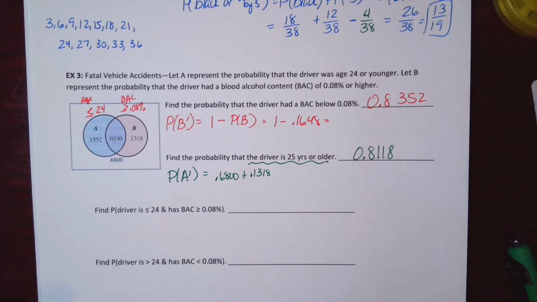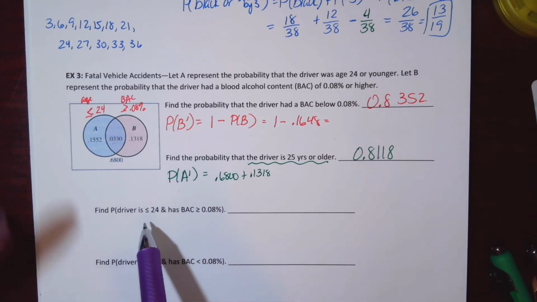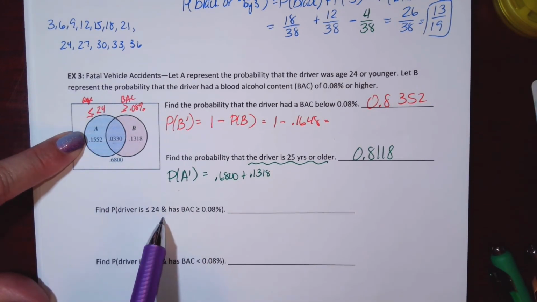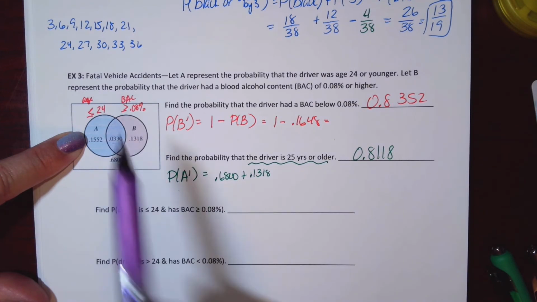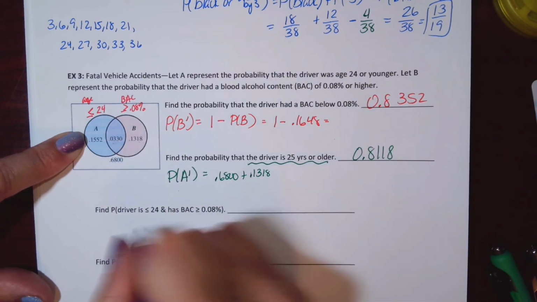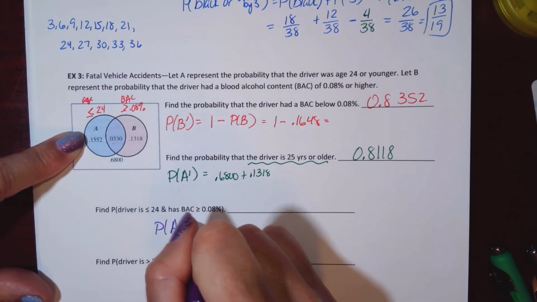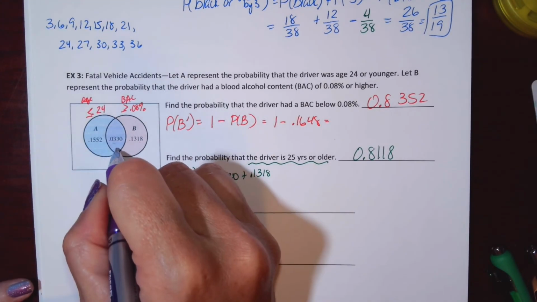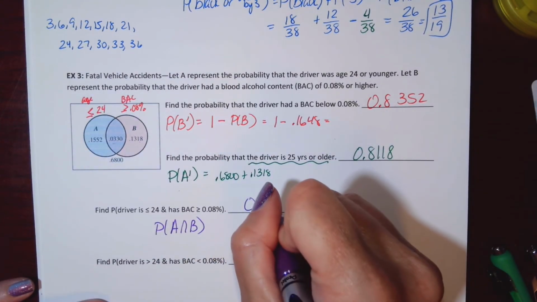All right, let's keep going. Let's find the probability that the driver is less than or equal to 24 and has a blood alcohol content that's high. So that's the intersection of these two. We're looking for the probability of A and B. That's already found for us. It's right there in our Venn diagram.